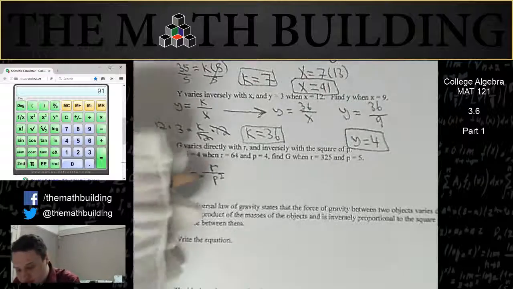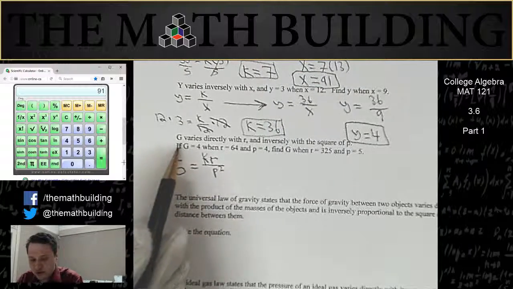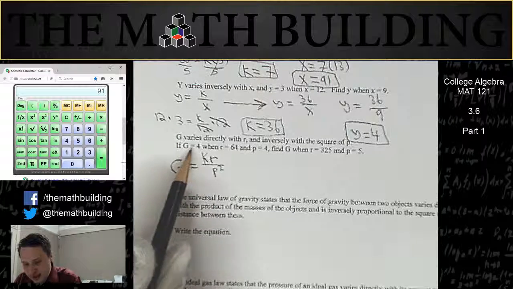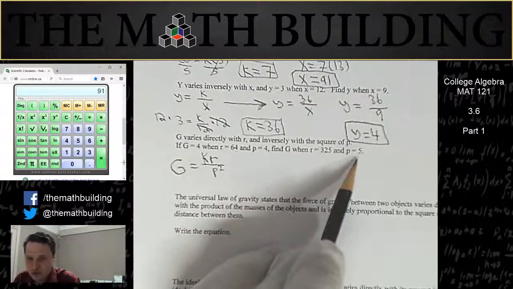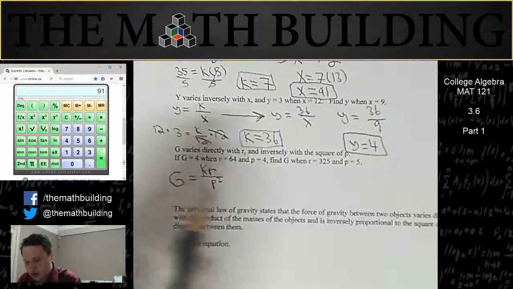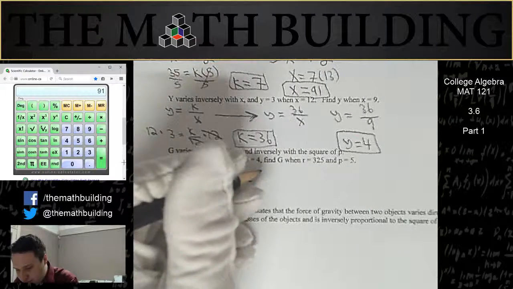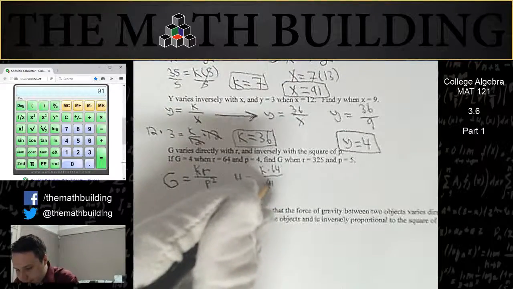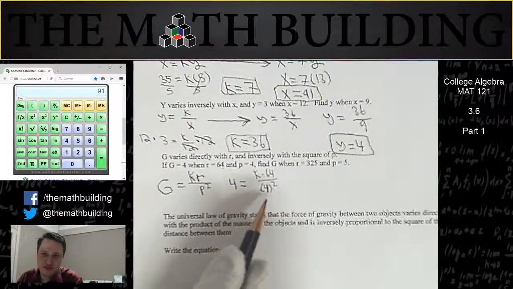That's right, it's our constant of variation. Remember, we always need to slap that k in there. So here's how you would write G varies directly with r and inversely with the square of p in an equation. If G is 4 when r is 64 and p is 4, find G when r is 325 and p is 5. Just like usual, first we're going to solve for the constant of variation. G is 4 when r is 64 and p is 4, so this is k times 64 over 4 squared. Do you see that?